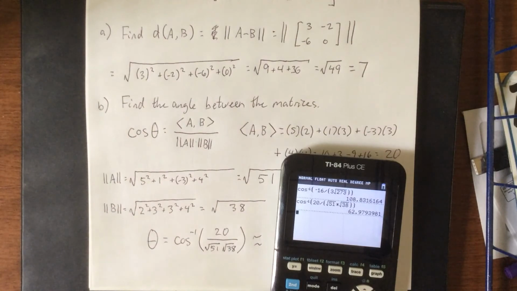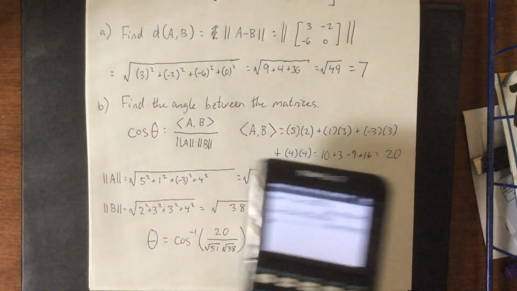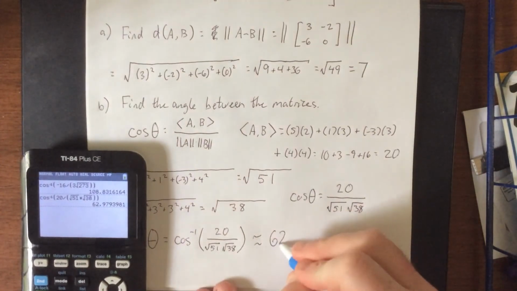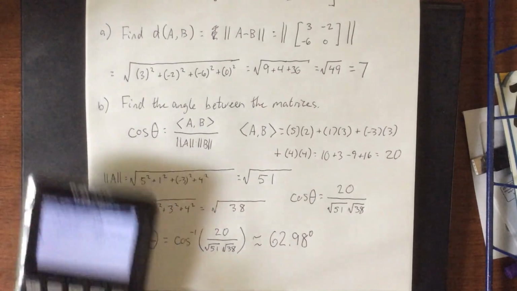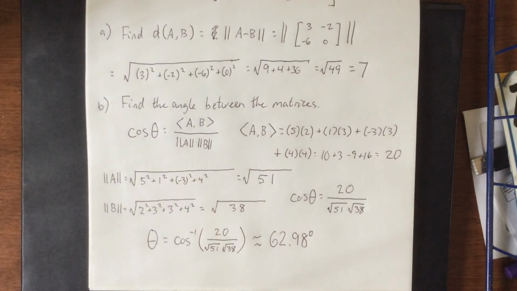Rounding to the second decimal place, it's looking like we have about 62.98 degrees for an approximate angle between these two matrices using this inner product on the set of 2 by 2 matrices.